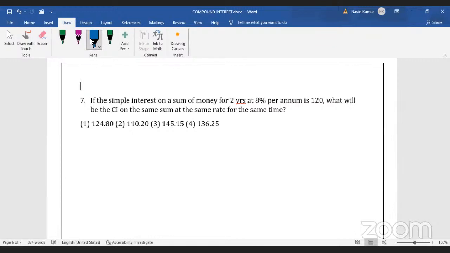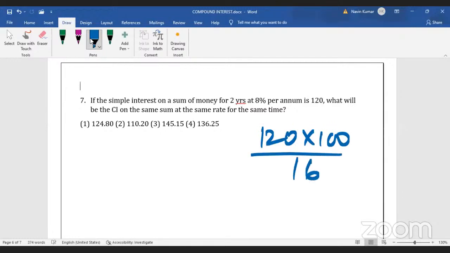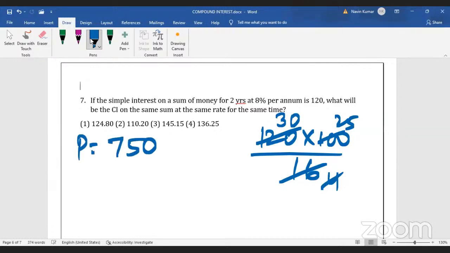Okay, the simple interest, what is principal in this? 900. 120 into 100 divided by 16. 750. This is the principal. Rate is, it should be 120 equal to 8 into 2. Understood, sir.